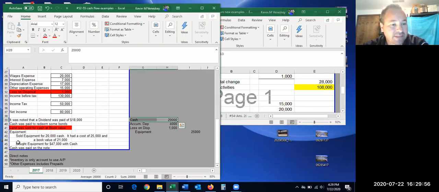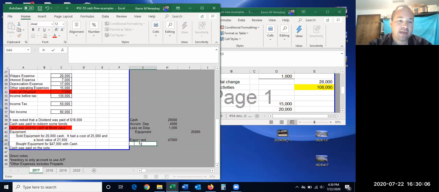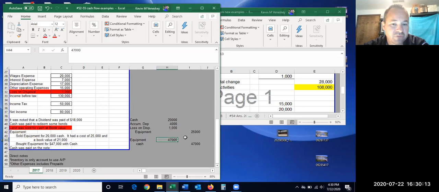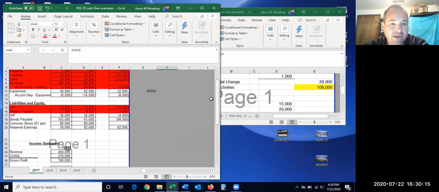Then I come over here and I see, okay, I've got one more item that affected cash. It says I bought equipment for 47,000. So I would debit my equipment for 47,000. And it says I bought it with cash for 47,000. So this made my equipment go up 47,000.